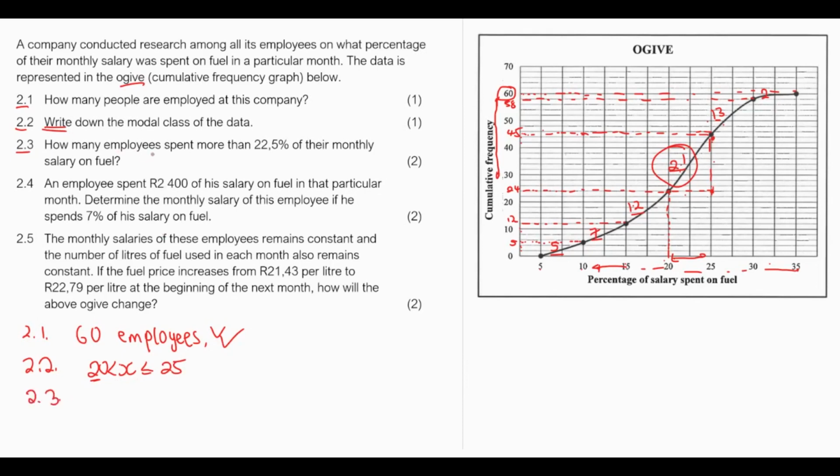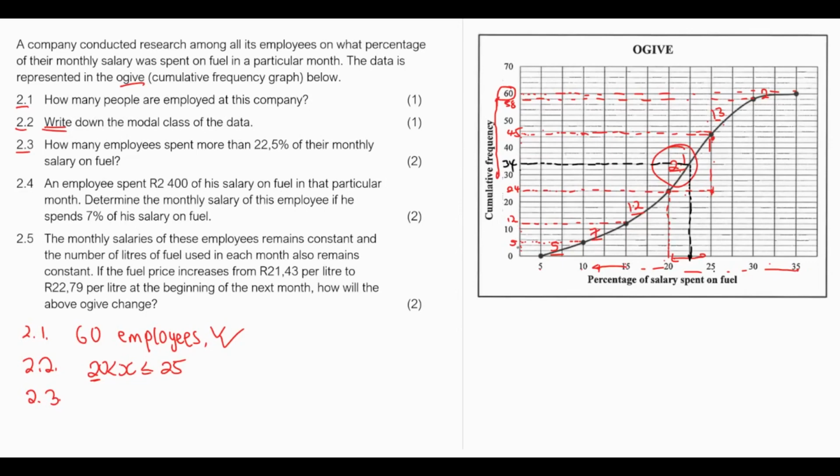Then question 2.3. How many employees spend more than 22.5% of their monthly salary on fuel? So where do we have 22.5%? It should be between 20 and 25. So we interpolate. This is 22.5%. And then we read the cumulative frequency here, which is 32, 34, 34.